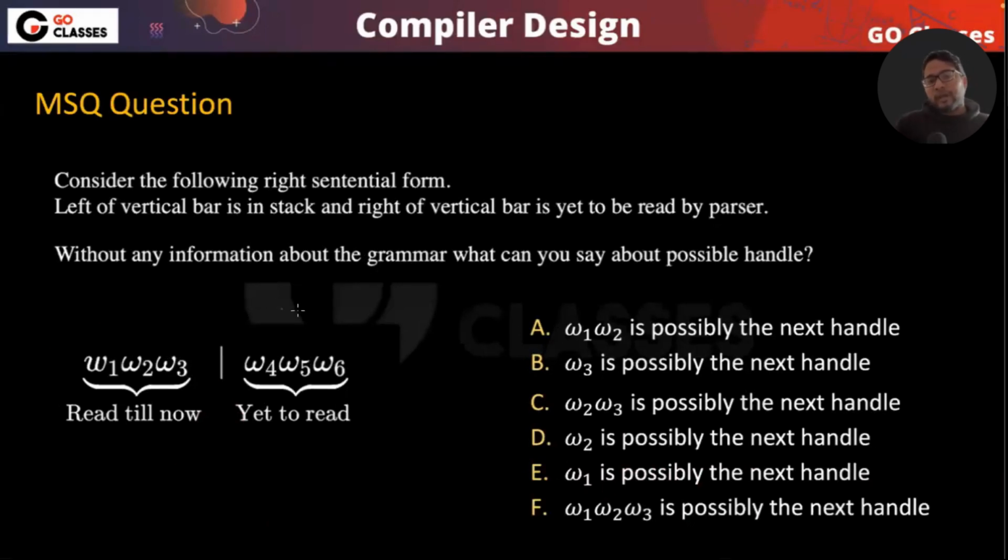Now what they're saying is, without any information about the grammar, what can you say about the possible handle? Can W1, W2 be the handle at this point in time? No. W3 is possibly the next handle. What do you think? Yes. W2, W3? Yes, it may be, because the top of the stack can be the handle. Otherwise, the middle of the stack or anything else cannot be the handle. W2, no. W1, no. W1, W2, W3? Yes, right. So basically B, C, F are the answer here. Understood? So these are the possible handles that we have.